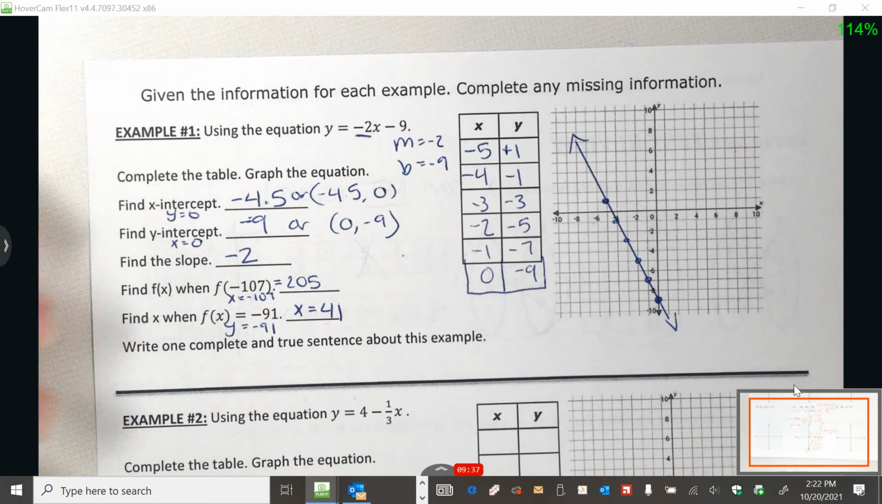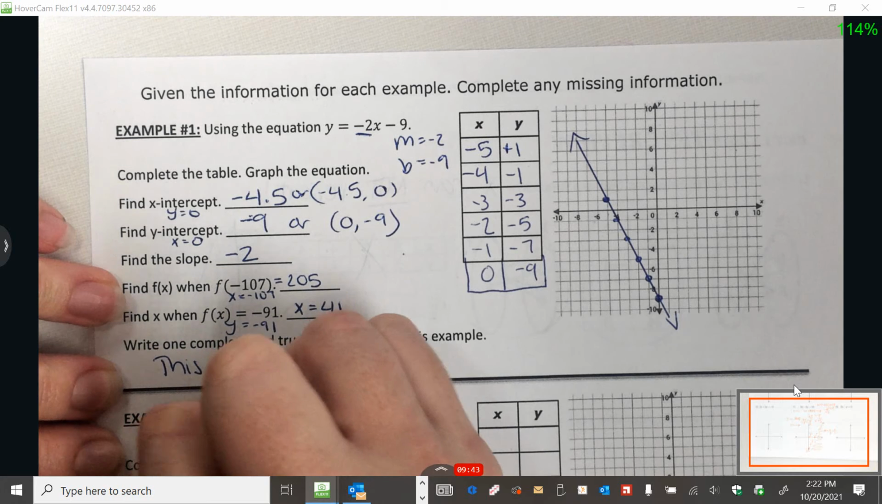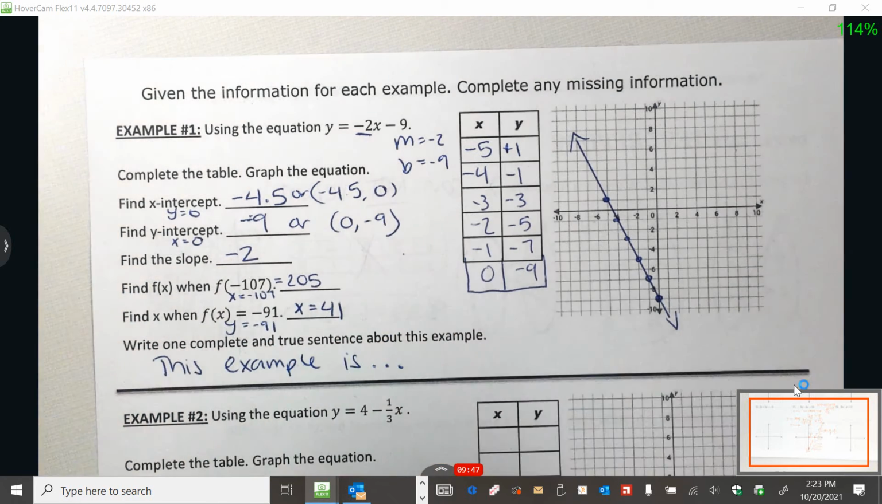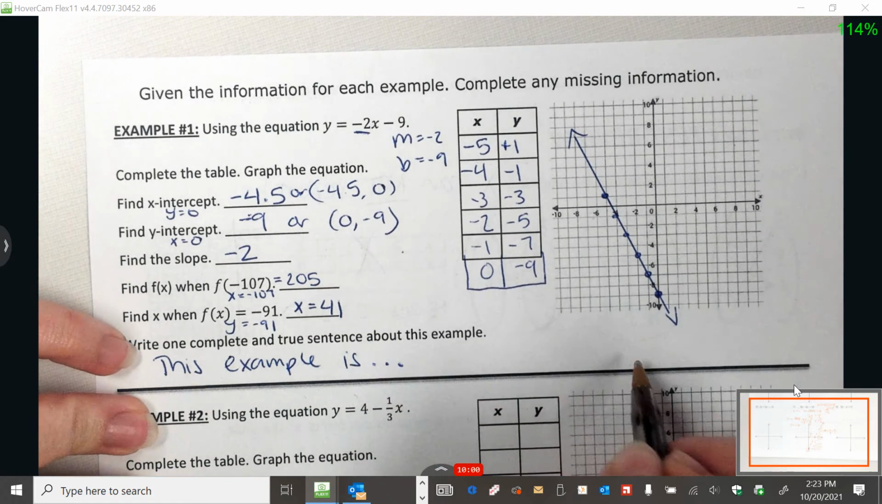Now, write a complete sentence. Y'all, there's so many different sentences you could write about this example. And it does say complete sentence. So this example is really anything. This example is linear. This example is decreasing. This example has a y-intercept of -9. This example has a slope of -2. I don't mind whatever you put, but you're going to have to put something that's true about this example.